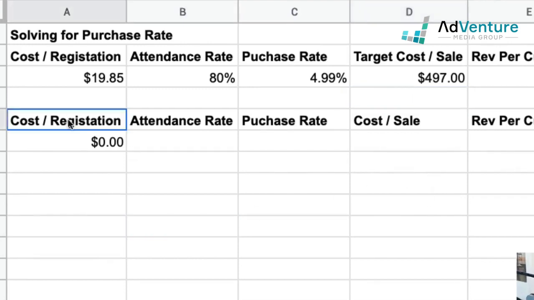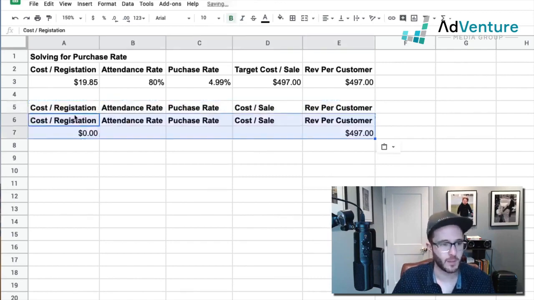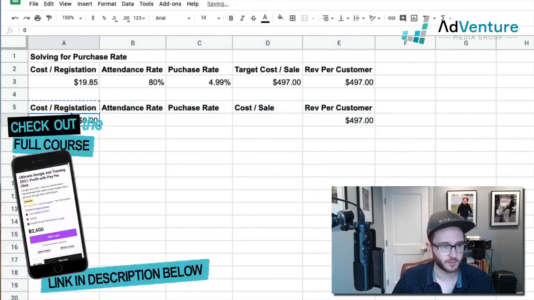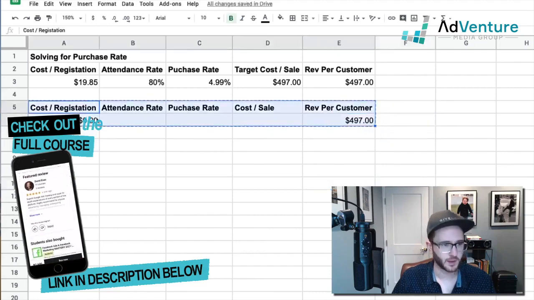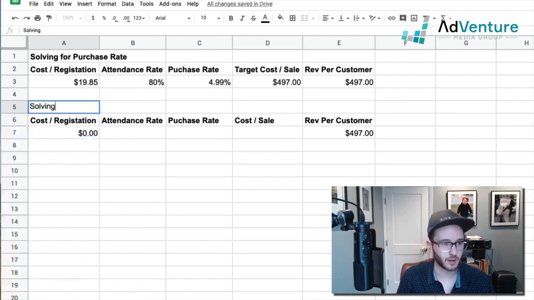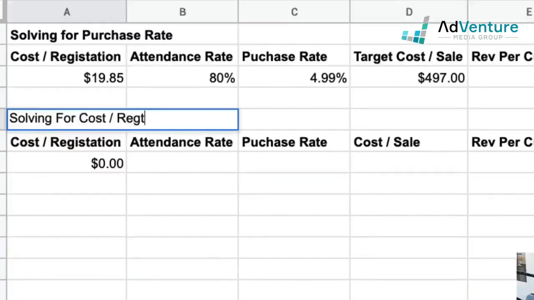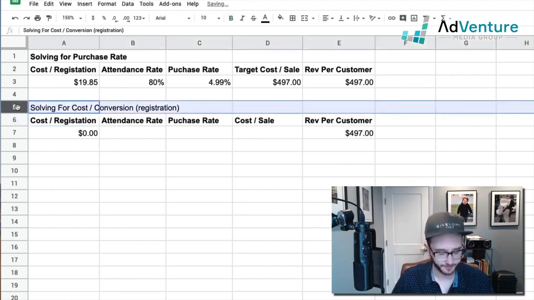But let's go down here and let's try to solve for something else. So first I'm going to move this down. I'm going to move this down a little bit, and up here we're solving for cost per conversion. In my case, it's a registration to a webinar. Okay, so now we're doing something a little bit different.